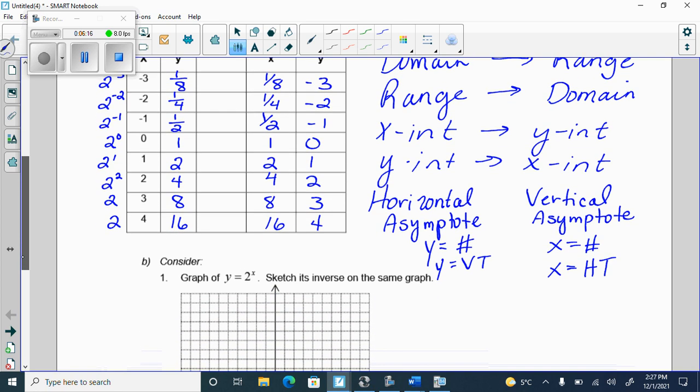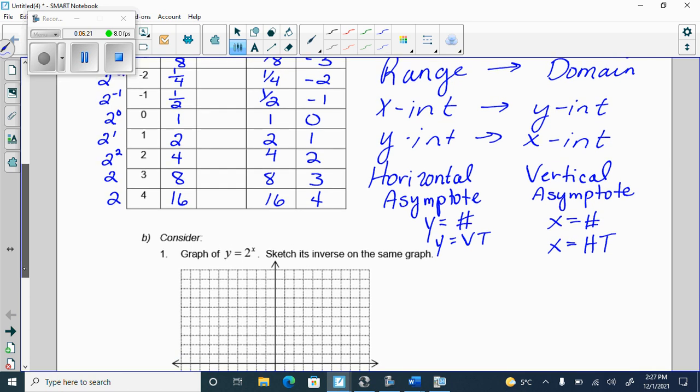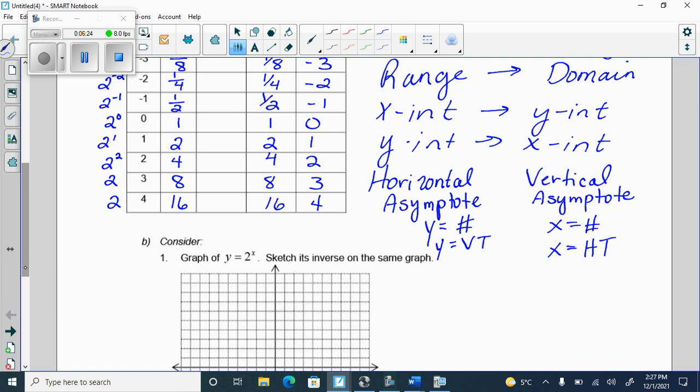So we're going to sketch these on the same axes. I'm going to do the exponential in blue. Negative 3 and 1/8 is here. Now I know it's y equals 2 to the x, correct? What's my vertical translation on this one? There is none. It's a plus 0, isn't it? So what's my horizontal asymptote at? y equals 0.